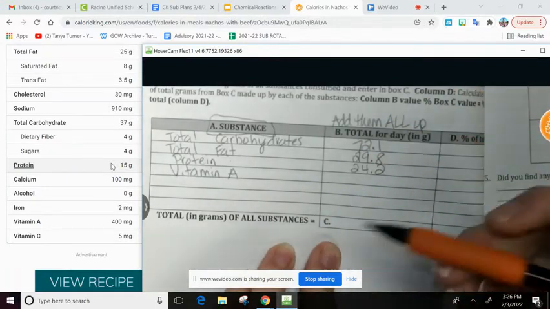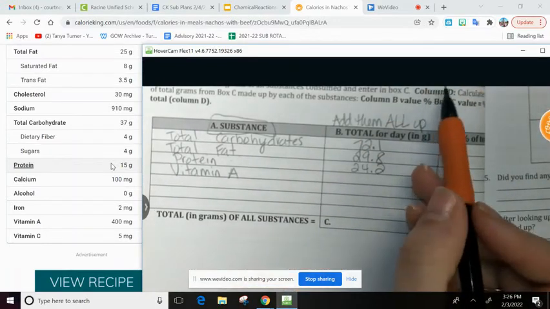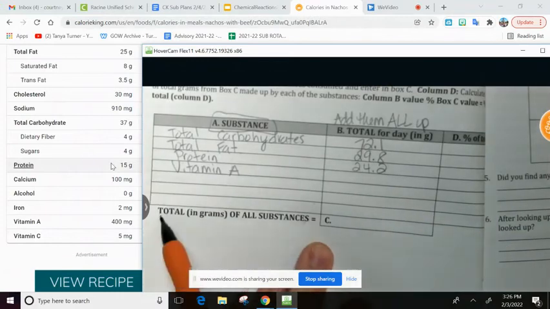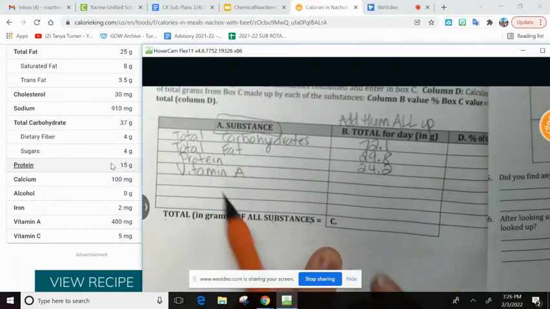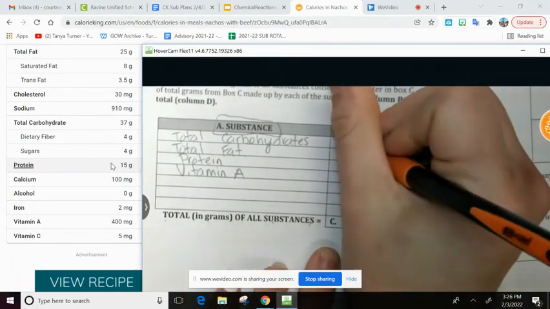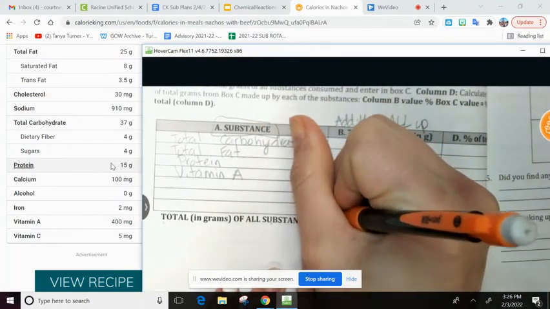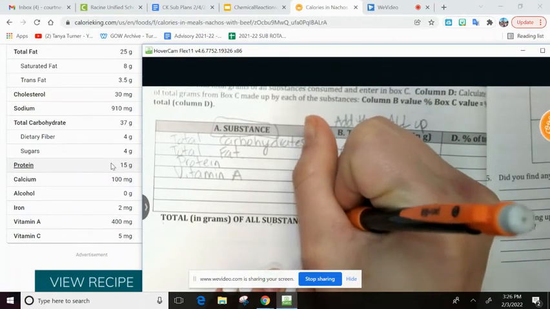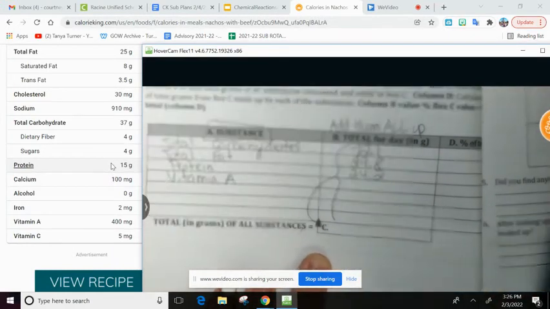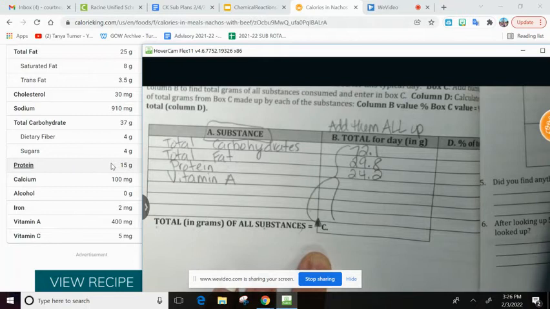So once you have all of your things, so if you have like potassium, vitamin A, and you fill out all the boxes, then we're going to take the total in grams of all the substances. So we're going to take all of column B and add them all up together. So we're going to take the 72.1 plus the 29.8 plus the 24.2, and we get letter C, which ends up being 126.1.